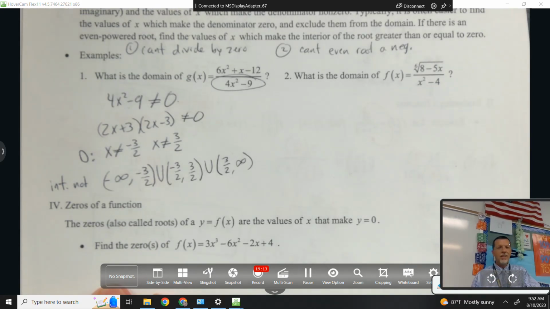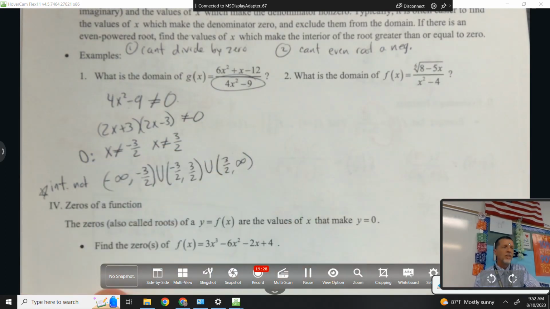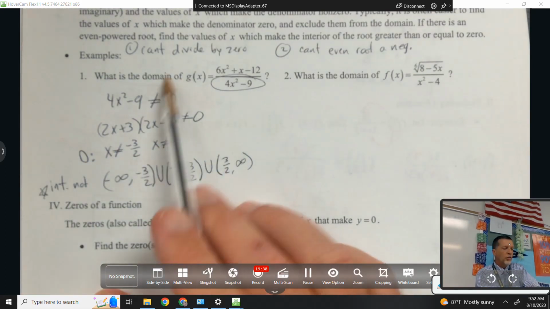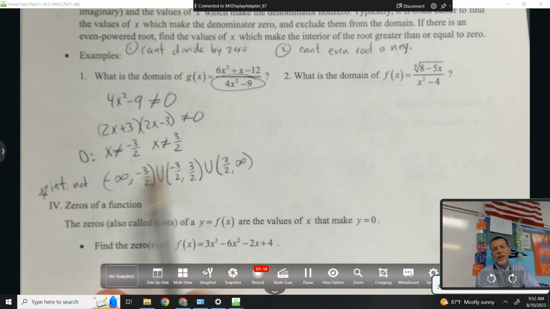So that's the official way to write it. It's kind of the annoying way to write it. The shortcut way to write it is x can't be negative 3/2, x can't be 3/2. Now, I'm okay with either one, but on a multiple choice test, it's probably going to be interval notation. So make sure, as you're showing your work, you probably stop there, and then you start looking at your answer choices and realize that this is the right interval notation to say the same thing.